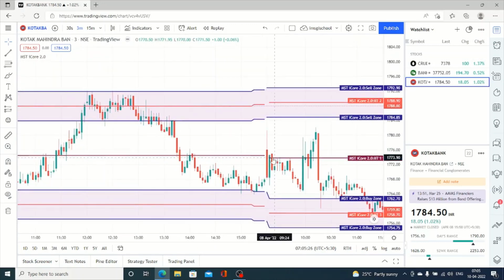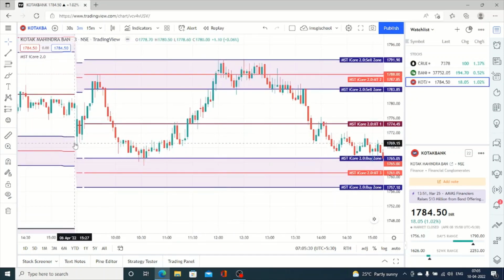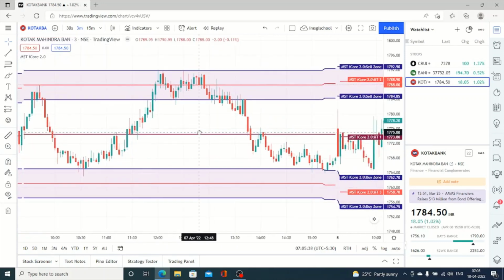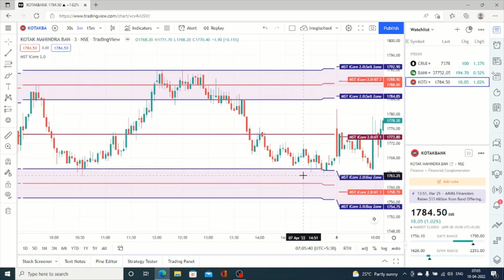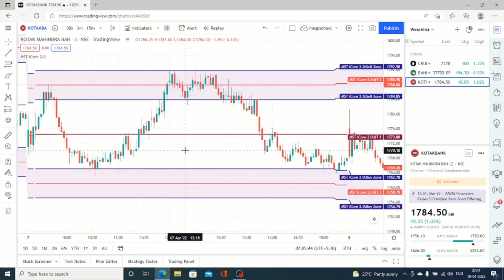So every day you can do like this. The previous day, see Kotak, the same Kotak, it went up and sell activated, it came down to the buy zone. Again buy activated, it went up to the sell zone. Again sell activated, it came down to the buy zone. See here, perfectly it is trading only in between our buy zone and sell zone. It is not going beyond our level.